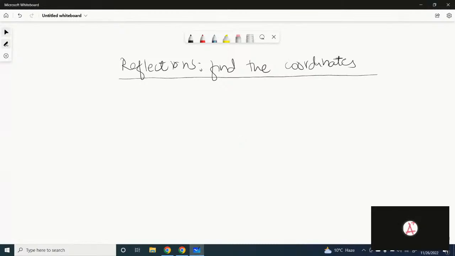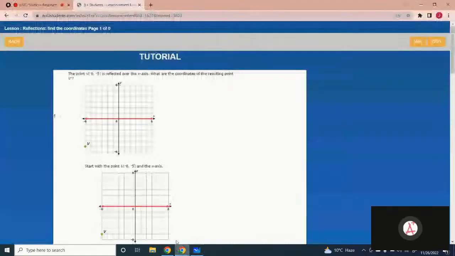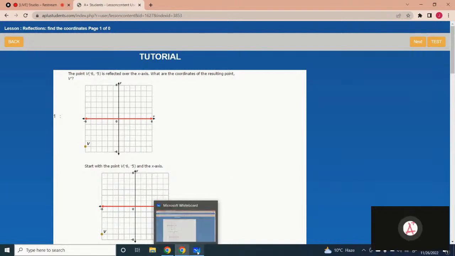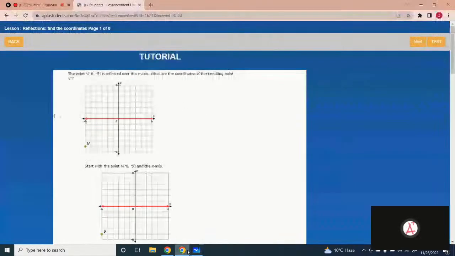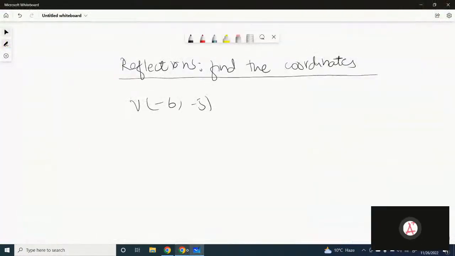Okay, let's start with the first one. Point V (-6, -5) is reflected over the x-axis. What are the coordinates of the resulting point V? So the V point is -6 and -5, and reflected over the x-axis.